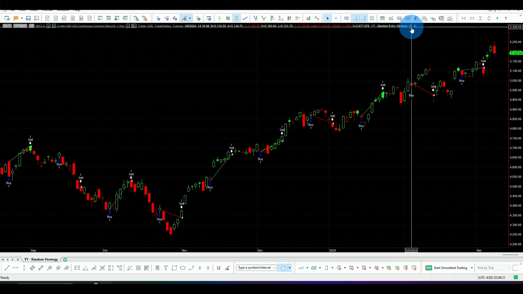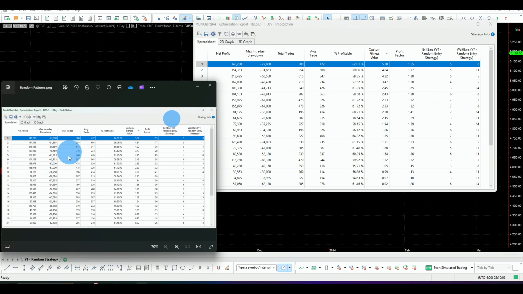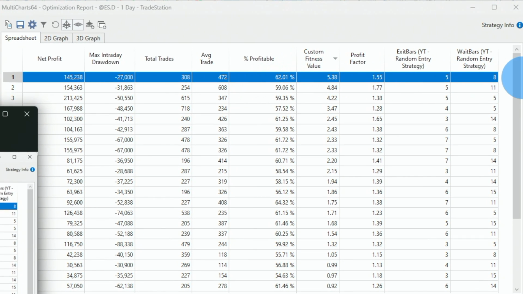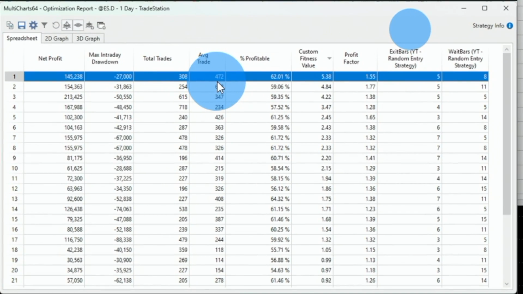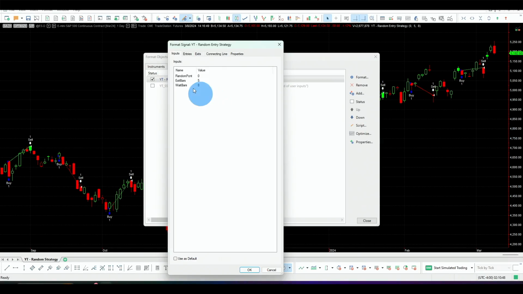So I am still holding 5 bars and waiting 8 bars, but every time I wait, I will flip a coin to see if I enter again or not. Before we test, I took a screenshot of this so we can compare what's going to happen next. So as you can see, 5 and 8 is the top performer, making $145,000, 308 trades, $472 on average. So now I introduce this percent.